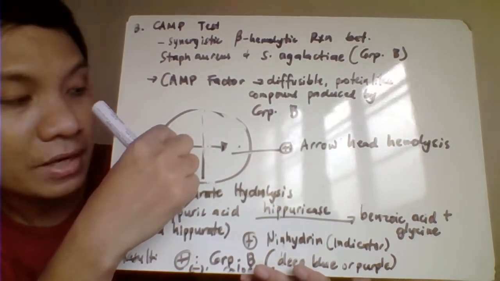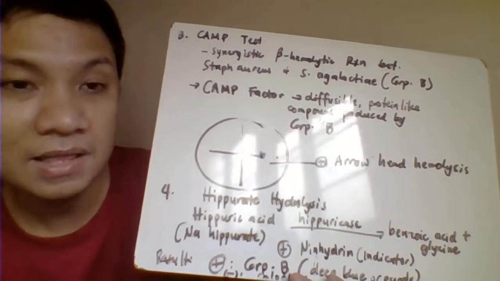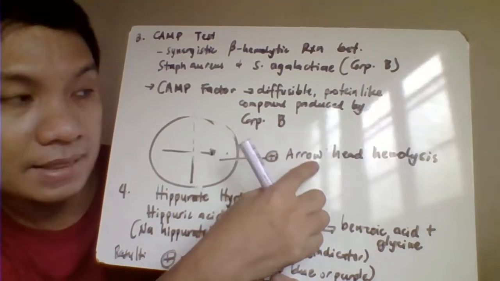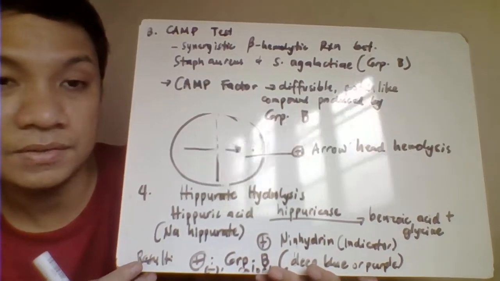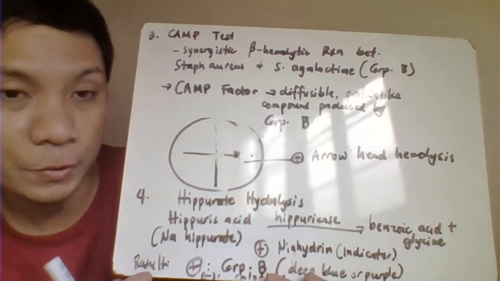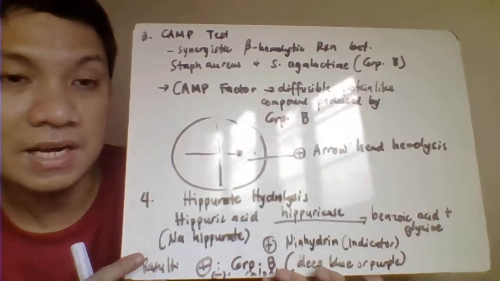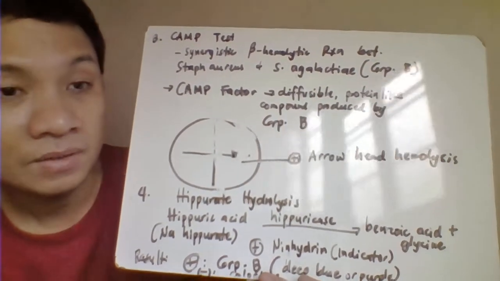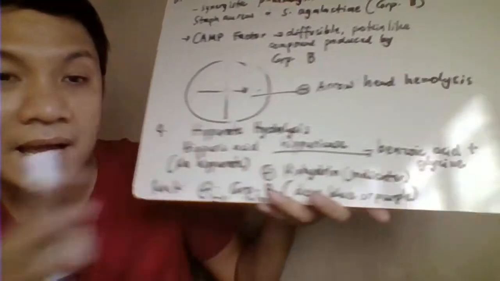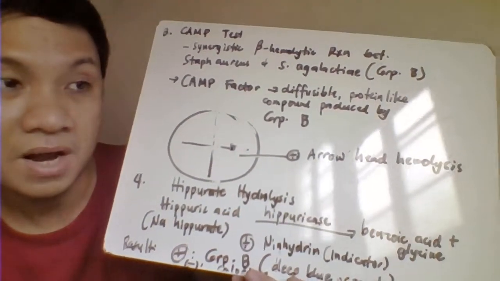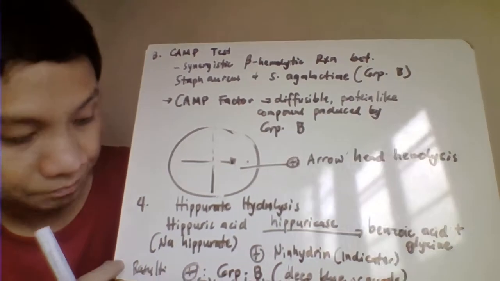Then you streak or inoculate your Strep agalactiae perpendicular to that. Incubate and observe for arrowhead hemolytic reactions. If it produces an arrowhead hemolytic reaction, that's your Strep agalactiae, or group B. This is an enhanced hemolytic reaction because our Staph aureus has beta hemolysin and your Strep agalactiae also has beta lysine, so the hemolytic reaction is enhanced. That's your arrowhead hemolytic reaction with your CAMP test.